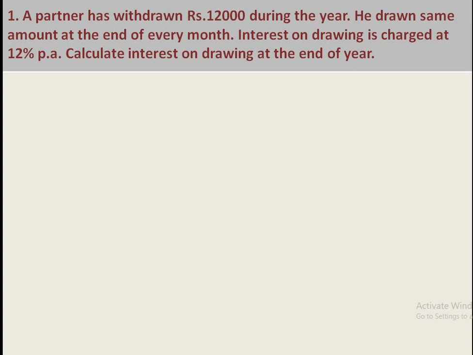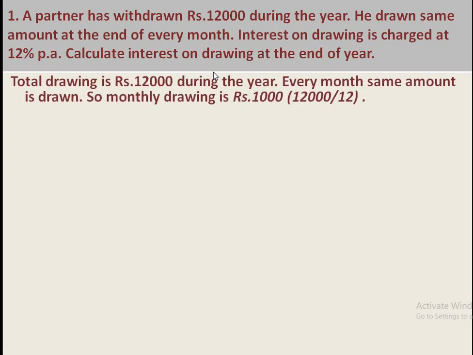Otherwise everything is the same. But what is different? In the previous sum, the partner was withdrawing 1000 every month, but at the beginning of the month. While here the partner is withdrawing 1000 every month, but at the end of every month. Otherwise interest on drawing is 12%. How to calculate? Very same as the previous sum, but in the previous sum the drawing was made in the beginning, here drawing is made at the end.